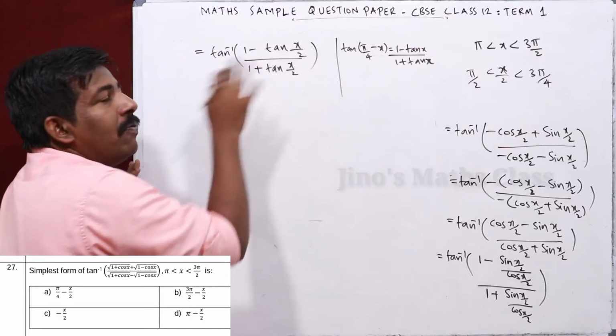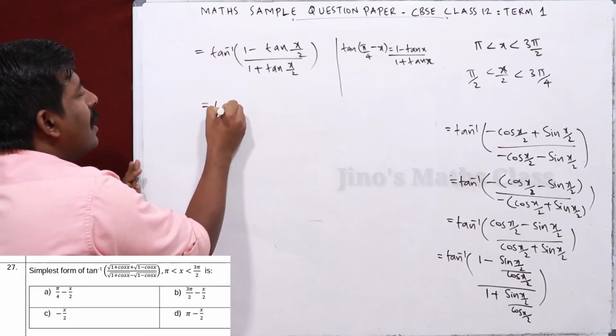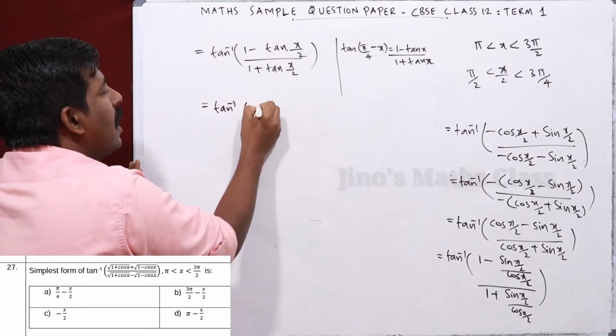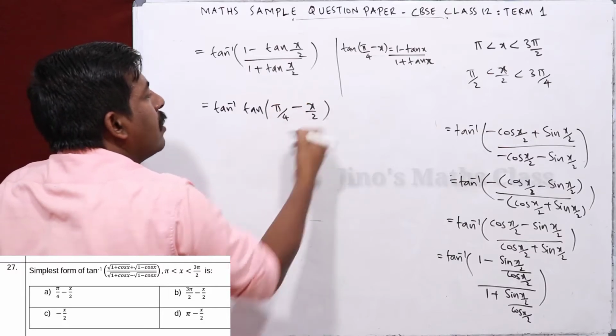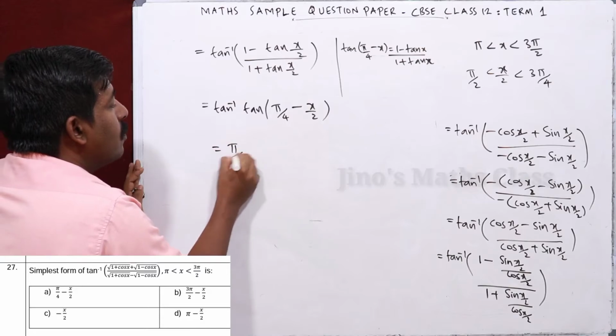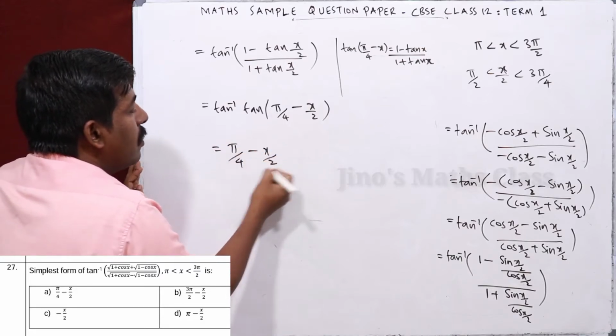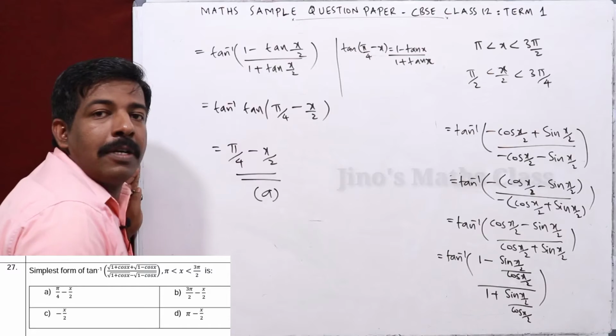Here you can see instead of x we have x by 2. That's why we can write it as tan inverse of tan of (pi by 4 minus x by 2). Now tan inverse and tan get cancelled, that is equal to pi by 4 minus x by 2. That's the answer. Therefore option A is the correct one.